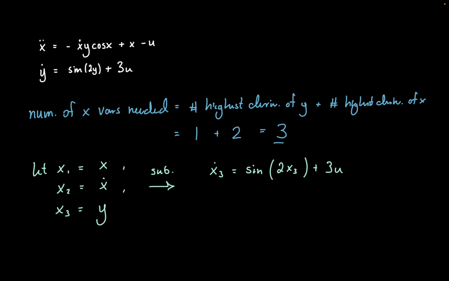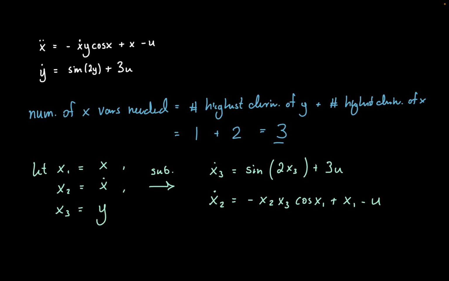Now for the other equation, we have x double dot, and since we said x2 will be equal to x dot, x double dot is equal to x2 dot, and that'll be equal to negative x dot, which will be x2, times y, which will be x3, times cosine of x, which will be x1, plus x, which will be x1, minus u, which again is another external effect on our system.